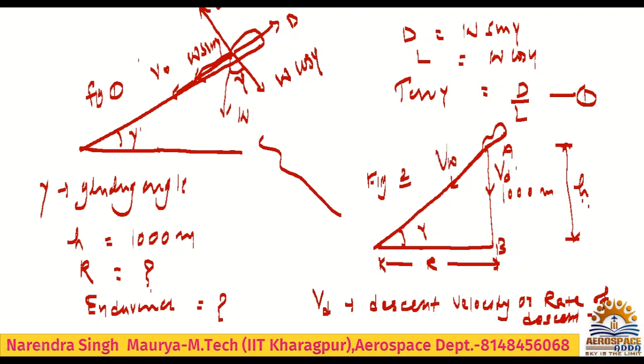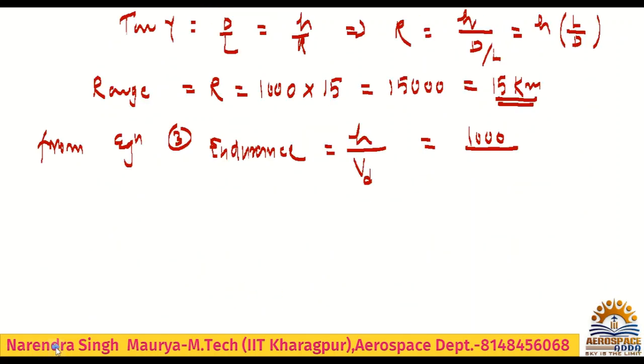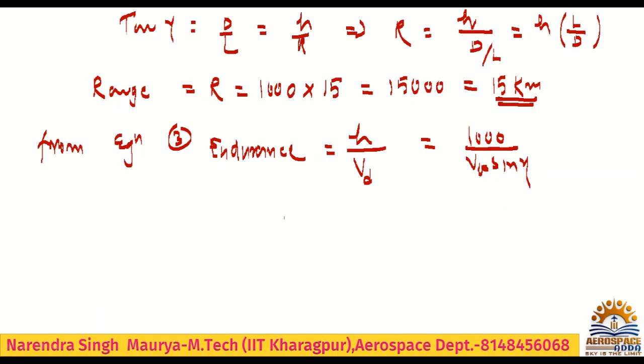What will be the vd? This is the gamma. Can we say it is v infinity sine gamma? Yes. So vd is nothing but v infinity sine gamma. Anyway, we should know what is v infinity sine gamma.